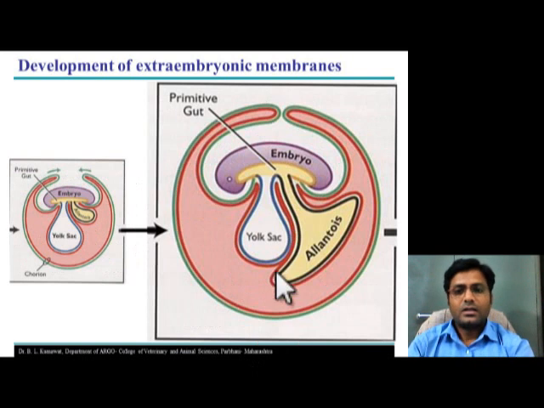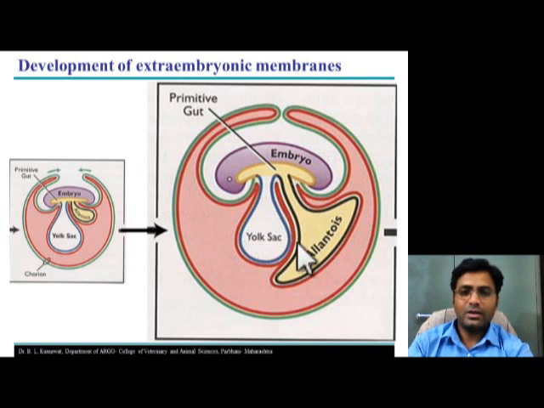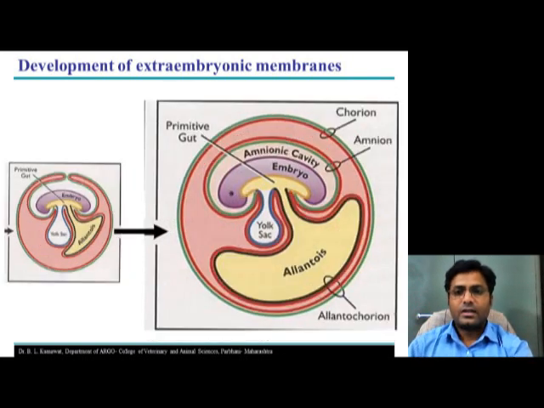In the next stage, the yolk sac has involuted in size, whereas the allantoic pouch keeps on growing and expanding. On the other hand, the amniotic folds have almost covered the embryo and are about to fuse together. And finally, they fuse together, forming two separate sacs. So you can appreciate how these double cavities are formed around the embryo from the previous stage.